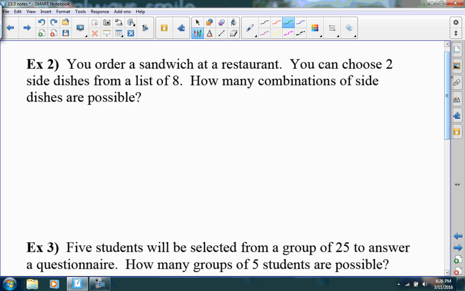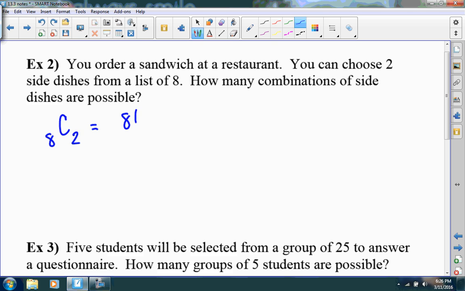Okay, so let's look at example number 2 here. You order a sandwich at a restaurant. So pretend you're going to Subway. You can choose 2 side dishes from the list of 8. How many combinations of side dishes are there? Okay, so maybe you're not at Subway. I don't know if there are side dishes necessarily at Subway, so just pretend you're wherever. But really, we want to order this sandwich with some sides. So maybe at your Panera, that's where you're at. They have sides. So we've got a total of 8, and we're going to combine them 2 at a time.